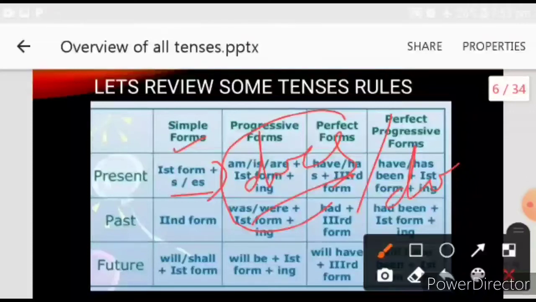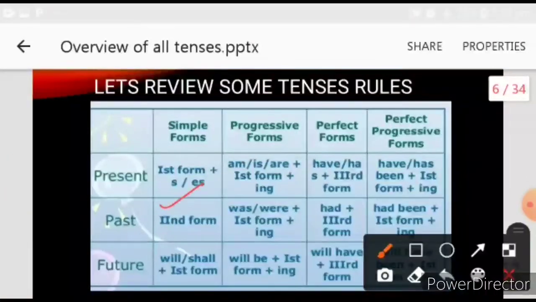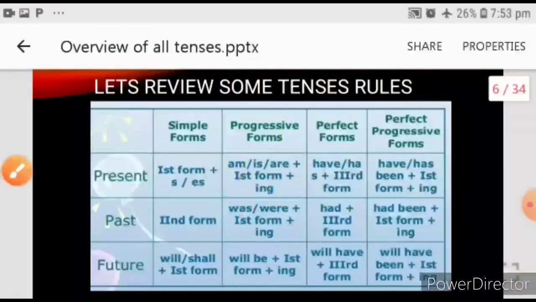Then we have the past indefinite tense. In the past indefinite tense, the second form of the verb is used, and when you change into negative, you're going to use did, and with did you're going to use the first form of the verb. Then we have the future tense, and in future tense you have will, shall plus the first form of the verb.